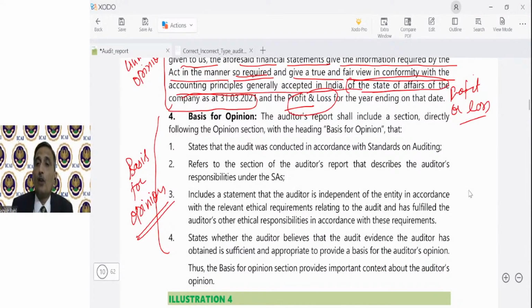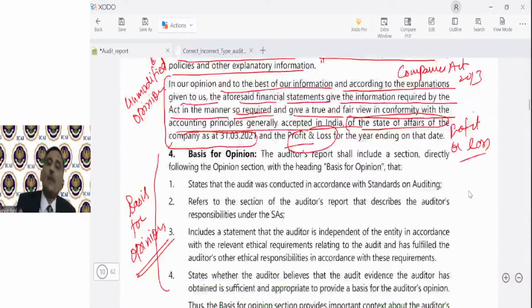So here there is also a sequence. It is not that first I write the basis for opinion and later the opinion. No, first the opinion will come, then the basis for opinion will come, because it is provided in this way in SA 700. It is provided in this way and it ensures again what? Standardization, uniformity, comparability. What we had learned at the beginning. Okay.